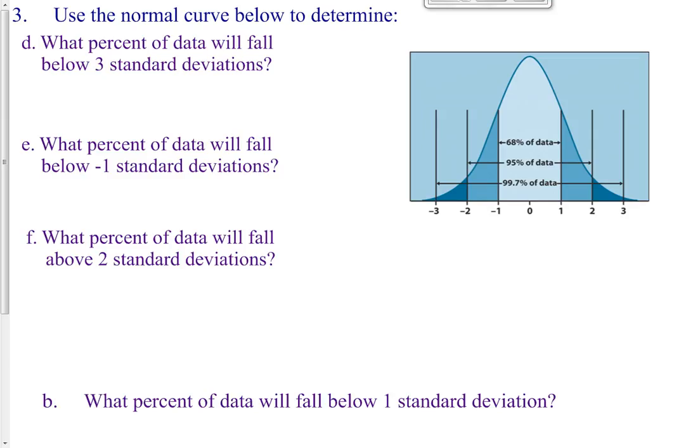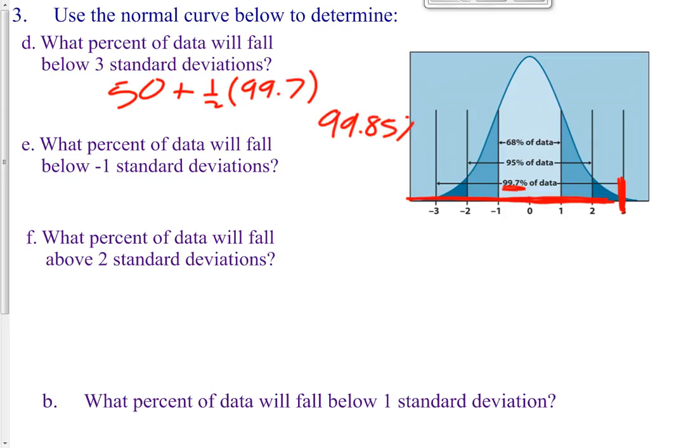Here's letter D. What percent of the data will fall below 3 standard deviations? Once again, almost all of the data falls below 3. Just a very little bit is above 3. So it's going to be all 50 of this percent plus this much percent, which is half of 99.7. So almost all of the data, 99.85% of the data falls below 3 standard deviations. Very uncommon.